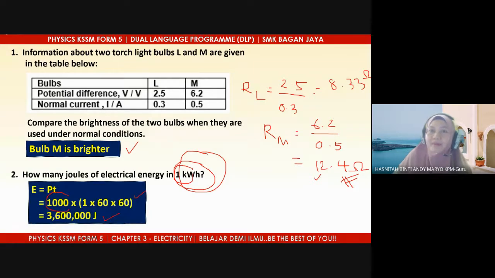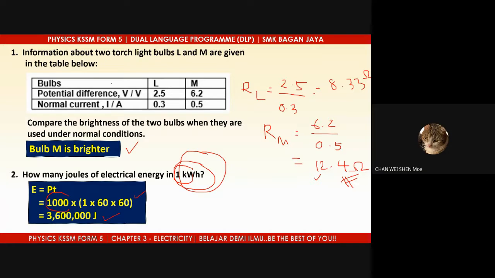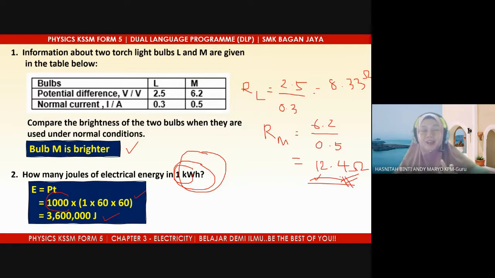Because this is a light bulb. We calculated the resistance and its resistance is larger. A light bulb operates based on heat produced. It means the higher the resistance, the more heat produced in the light bulb. The filament is the heating element. So the higher the resistance, the more heat is produced, so the brighter the bulb will be.